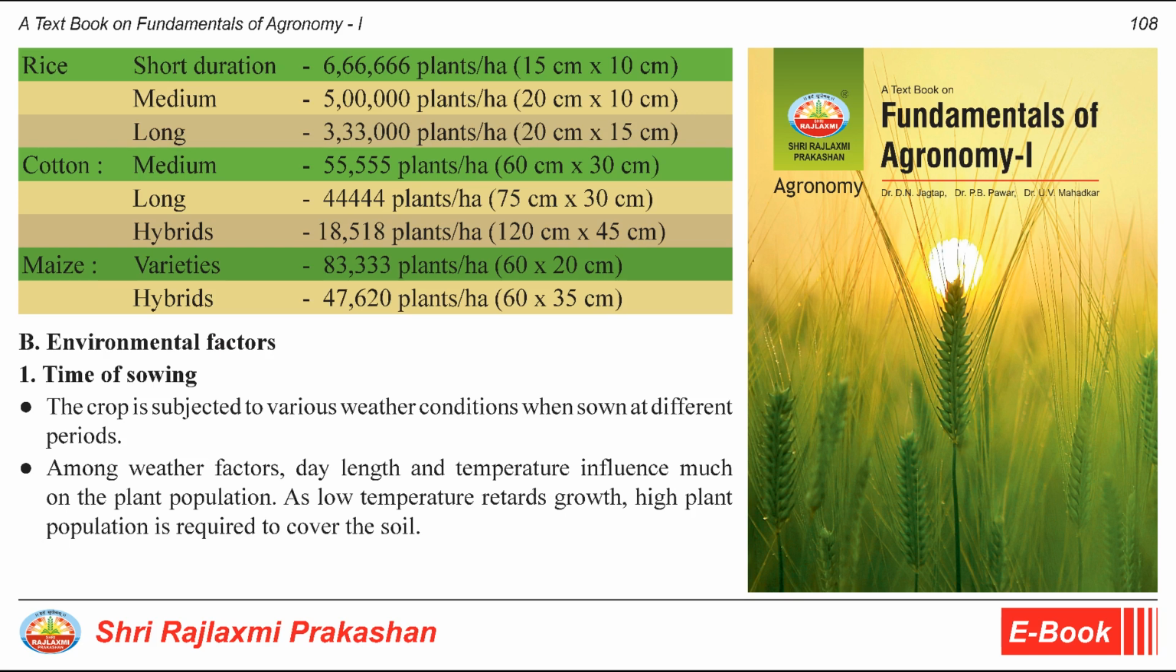Crop maize. Varieties: 83,333 plants per hectare, 60 by 20 centimeters. Hybrids: 47,620 plants per hectare, 60 by 35 centimeters. Point B. Environmental factors. Number 1. Time of sowing. The crop is subjected to various weather conditions when sown at different periods. Among weather factors, day length and temperature influence the plant population much. As low temperature retards growth, high plant population is required to cover the soil.